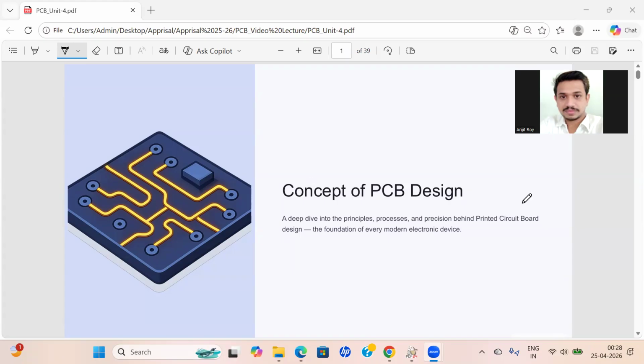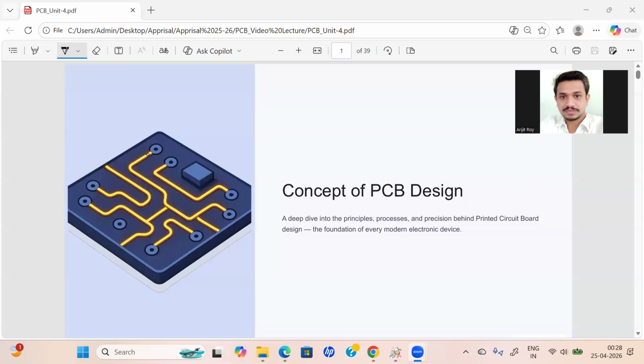Hello students. Today I am going to discuss PCB design. PCB is one of the important components of electronics science and engineering. The printed circuit board provides both the physical structure for mounting and holding electronic components as well as the electrical interconnection between the components.